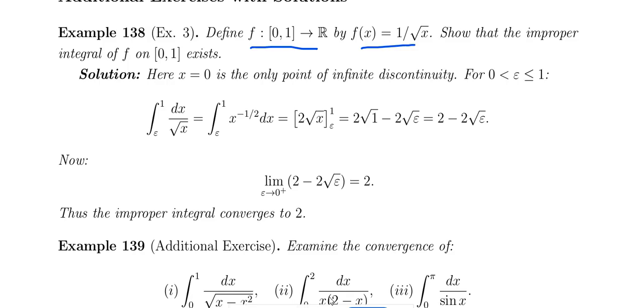Okay, so what are the points of discontinuity? Here, look at the function 1 by root x. At x equal to 0, 1 by root x converges to infinity. So x equal to 0 is the only point of infinite discontinuity. So we take 0 plus epsilon, that is the function.